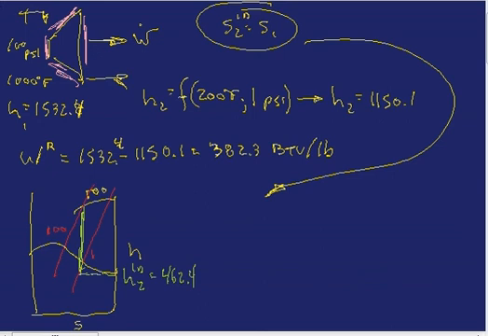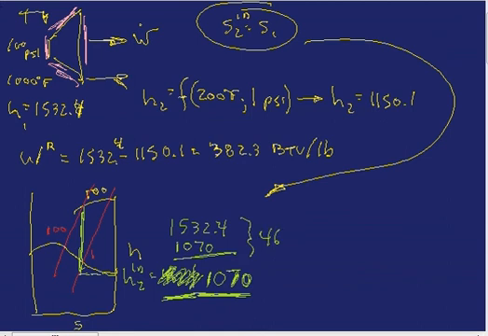I got a little ahead of myself. H2 ideal was 1070. I was looking at a number and thought, how did I get so precise? You can only get so precise reading the Mollier chart. If you use a straight edge, you can improve that a little bit. So I came up with 1070, and the ideal work is H1 minus H2 ideal, or 1532.4 minus 1070, which is 462.4. There's the work that you'd ideally get from that turbine.